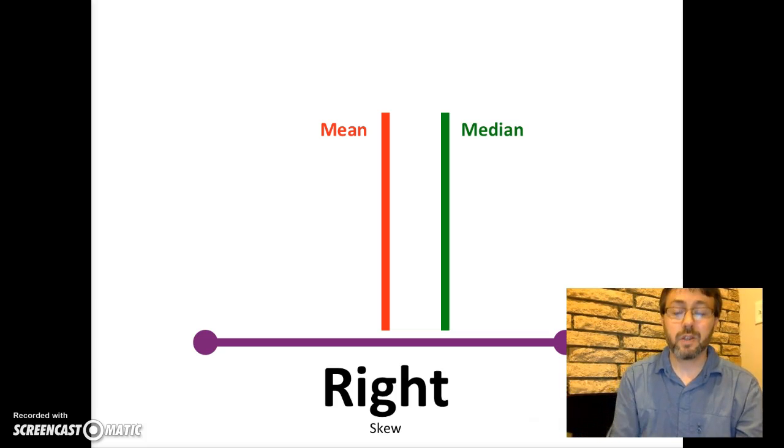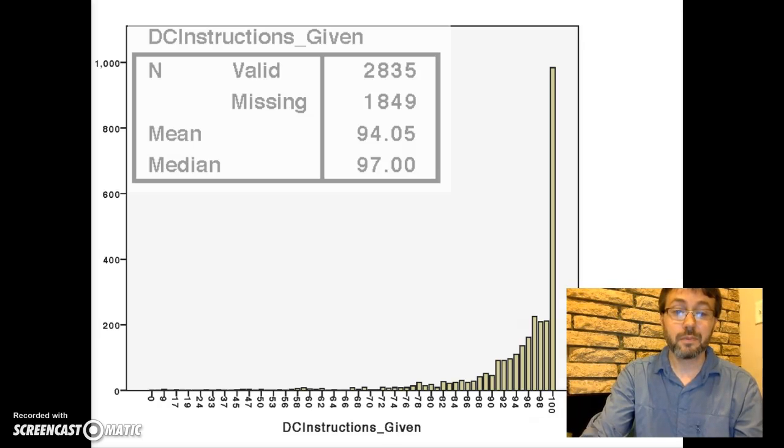Let's look at a right-skewed distribution. This occurs when your median value is now greater than the mean. And let's see an example of that from our data set. Now, these data are about the proportion of facilities who give patients discharge instructions. On the left-hand side of this graph, we have the number of facilities that give discharge instructions, and on the bottom, we have the proportion of facilities who give those instructions.